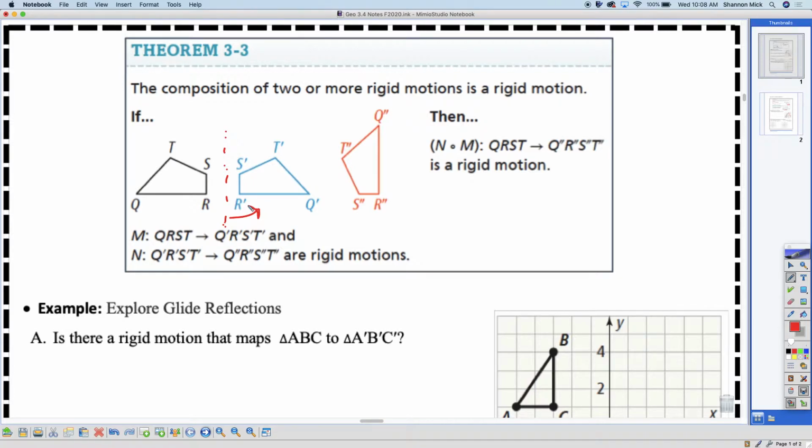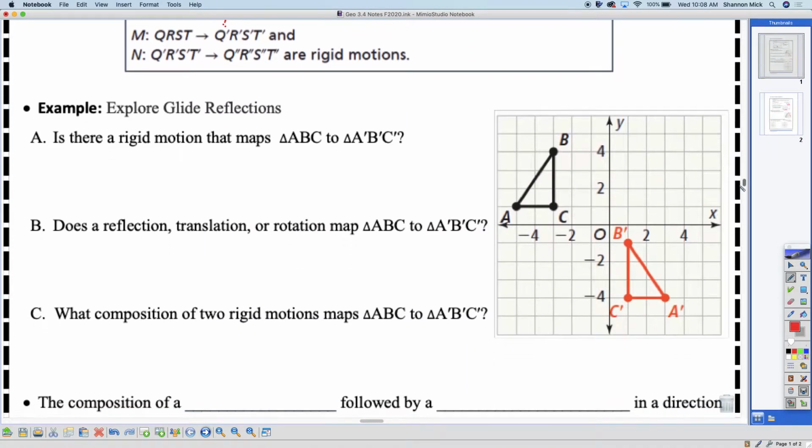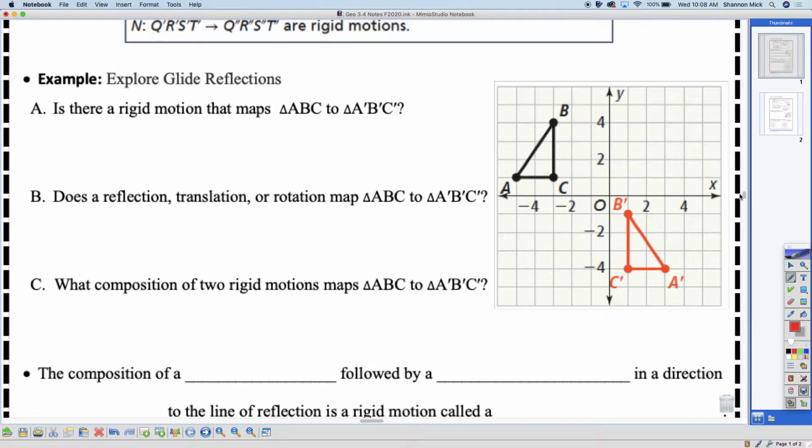I don't know why. So let's go back to the beginning rather than jumping at the middle. Is there a rigid motion that maps A, B, C to A prime, B prime, C prime? Are these exactly the same shape? Yeah. Side length, angles, so the answer should be what? Yes. Okay, so our answer is yes.